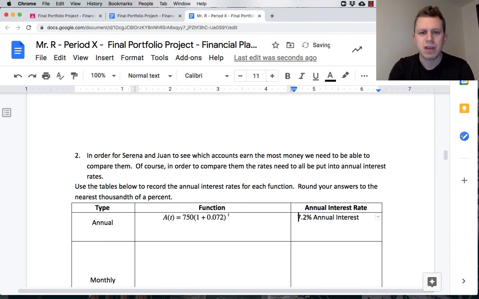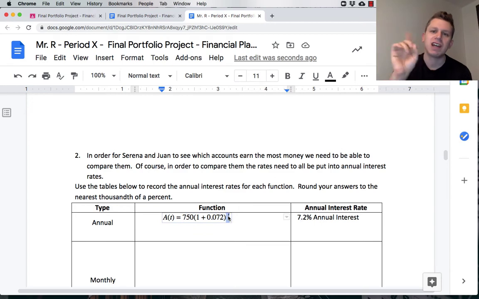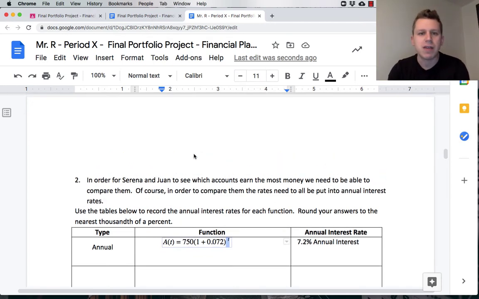No big deal. Now, one of the ideas behind any type of exponential function is we want to convert them all into annual interest, because if you convert them all into annual interest, you can start to compare them and see which ones have the best rate. In order to convert things into simple annual interest, what you have to do is isolate the exponent of time by itself. There can be nothing else there.